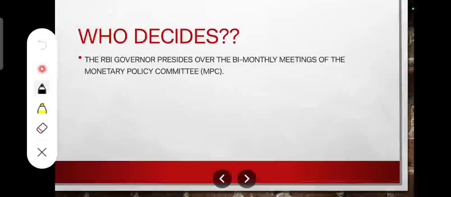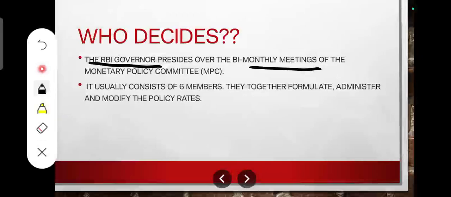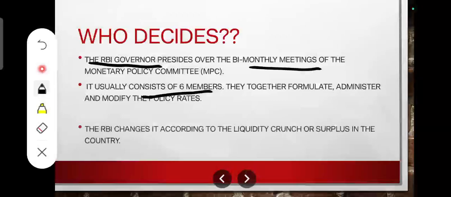Now, who decides this rate of interest? This is the Reserve Bank of India governor. At present, he is Shaktikanta Das. They preside over bi-monthly meetings with the committee, and they decide what the repo rates will be. This committee consists of 6 members, and together they formulate, administer, and modify the policy rates.